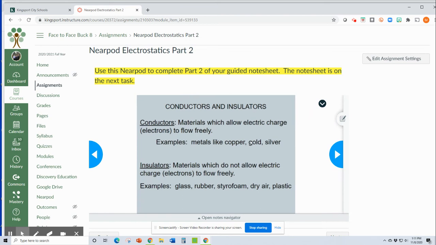So then we talked to you just a little bit about conductors and insulators. And this is important, all right, because when we are talking about static electricity, some materials, which are conductors, will let electrons move pretty freely in them. And so metals like copper and gold and silver will do that. But you have other materials that don't let electrons move very much, and those are our insulators.